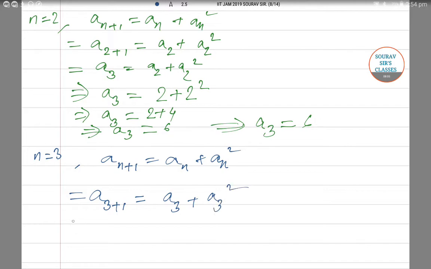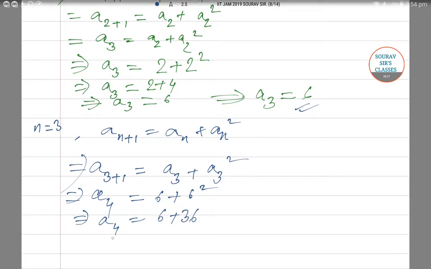So this is a simple question. Okay, no complications are here. a4 equal to a3, so in place of a3 we can write 6, right? So in place of a3 we will write 6 plus 6 square. So it can be written as a4 equal to 6 plus 6 square, which is 36. So it will follow that a4 is nothing but 42.